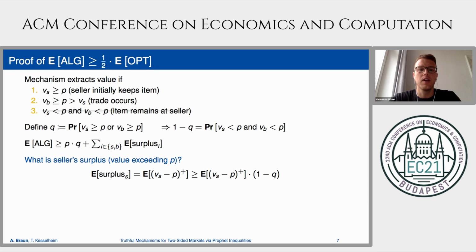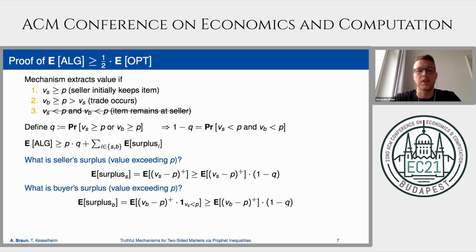And for the buyer, we can do similar things, but it is a bit more tricky, because a buyer has only surplus if her value V_B minus P is non-negative, but also only if the seller did initially agree to a trade.